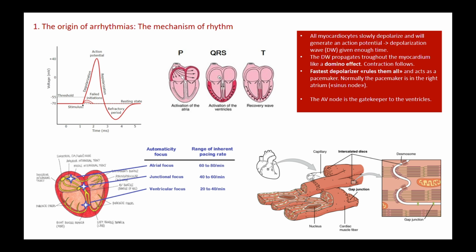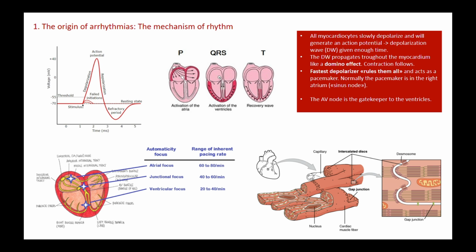Now, when the depolarization wave reaches the AV node here, a short pause occurs in the AV node, the PR interval, allowing the ventricles to fill. And then eventually the depolarization wave is transmitted through the bundle of His and through the Purkinje fibers in the ventricles, leading to ventricular depolarization, contraction, and then eventually the repolarization occurs, a return to negative charge.